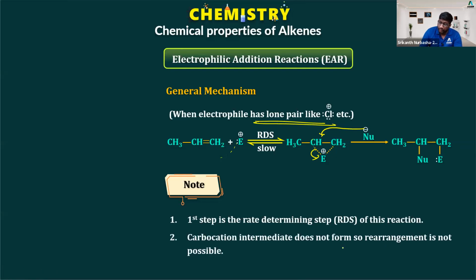Carbocation intermediate does not form. Understand this point carefully. Carbocation intermediate is not formed, but the nucleophile attacks the carbon where positive charge is more stabilized. Okay. Carbocation intermediate does not form, so rearrangement is not possible.